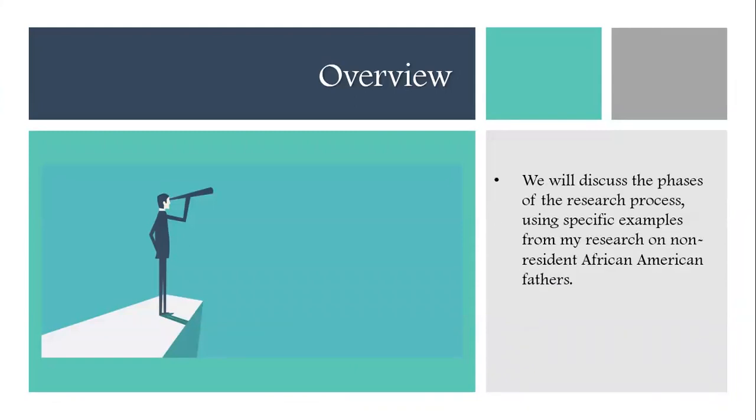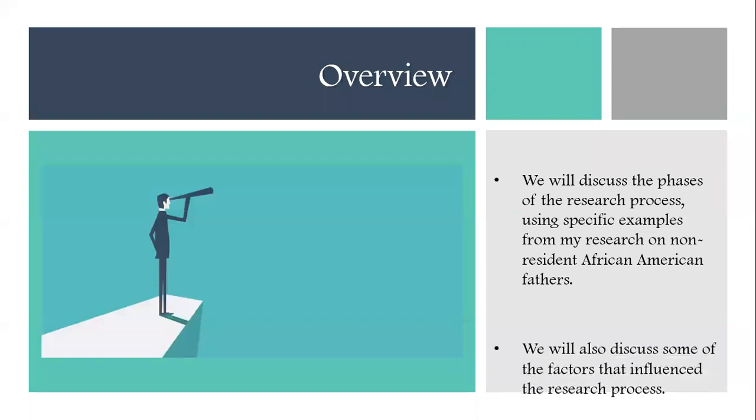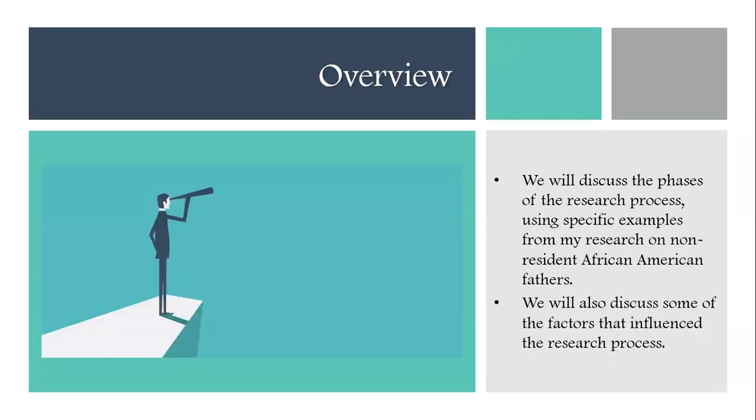So again, we're going to look at an overview of the social work research process. And we're going to do this by using specific examples from my own research on non-resident African-American fathers. I figured that this will be a helpful way to give you a sense of what the social work research process looks like in a real world context. And as we talk through an example from my own work, I will also point out and discuss some of the factors that influenced how this work unfolded.